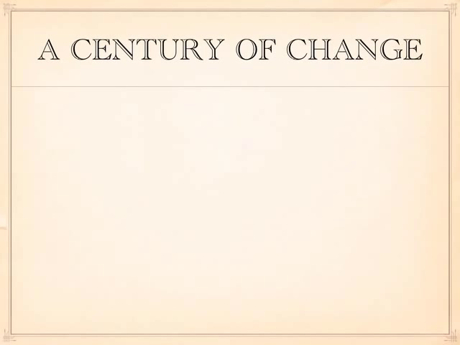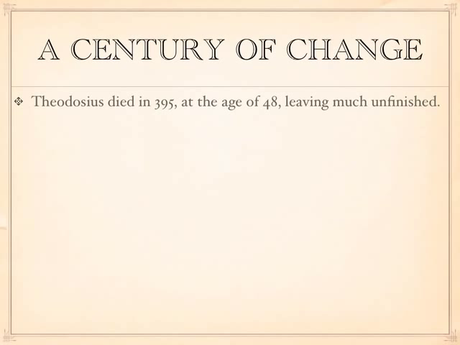I beg your pardon. The 5th century, more than the 4th, is a century of change, and so Gregory ends his discussion of the 4th century as a century of change, but I'm going to move that title to the 5th century. Theodosius I died in 395 at the age of 48. It's clear that there were a lot of loose ends when he died. He left much of what he intended to do unfinished, particularly in regard to the so-called barbarians that were now residents of the Roman Empire.